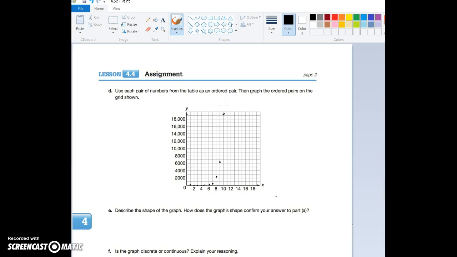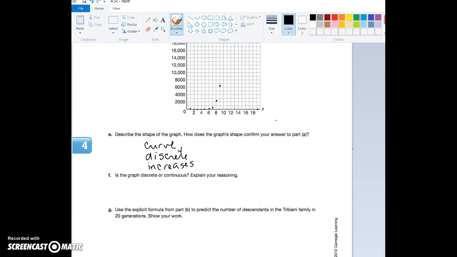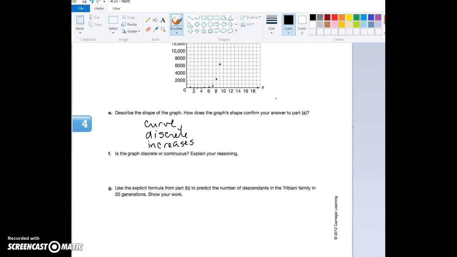So describe the shape of this graph. What would you say this graph looks like? Well, I would say that it is a curve, that it's discrete, and it increases. Yes? And actually, it asks us a question down here, is the graph discrete or continuous? And explain your reasoning. We'd say discrete. And why? Why don't you explain your reasoning?